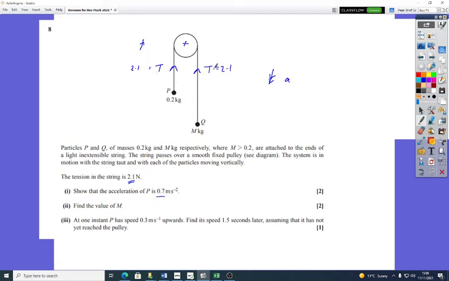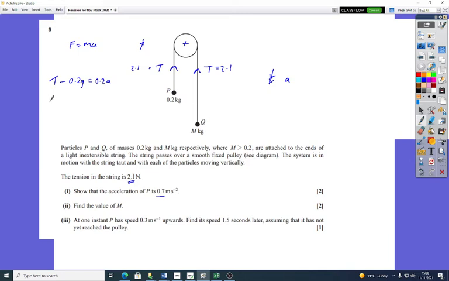Okay, so if that's coming down, I'm going to just use this scenario. So this is being pulled up. T is pulling it up. What's going against it is the weight, which is 0.2 g. G is the gravitational pull. Equals, now Newton's second law, force equals mass times acceleration. Mass is 0.2 times a, which we need to show is that.